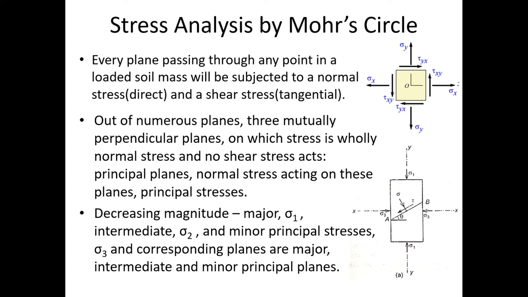So you can see sigma y, normal stress acting in the y direction, from this particular plane. Then tau yx, you can see it's acting on the plane where sigma x acts, in the x direction. Then similarly tau xy, again tau yx, and again tau xy. So this is a system of stresses acting on that particular element. Using this you can construct a Mohr circle. So every plane passing through any point in a loaded soil mass will be subjected to a normal stress and a shear stress, as you can see in this figure.